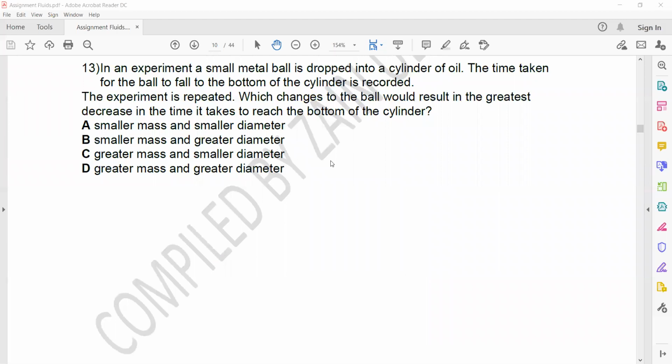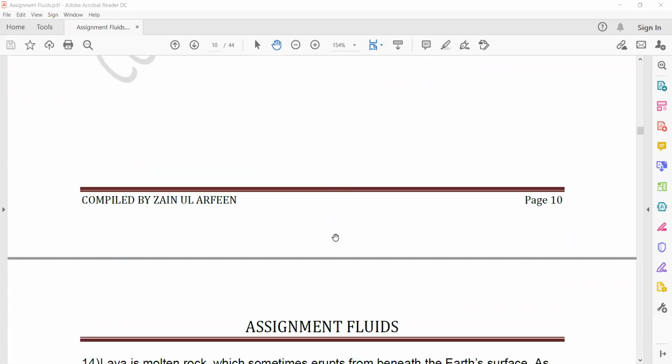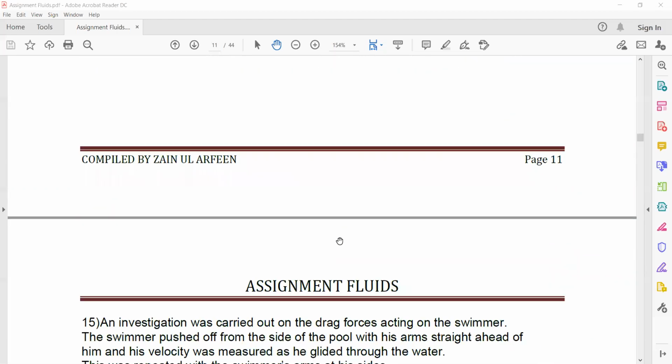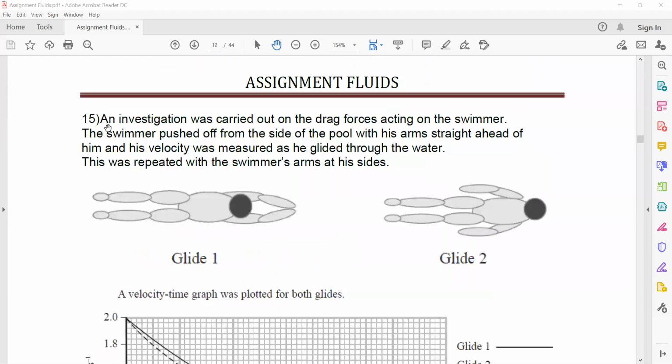Question 15 and 16b2. In question 15, that investigation is carried out on a drag force, the force which opposes the motion, that is called a drag force or viscous drag.